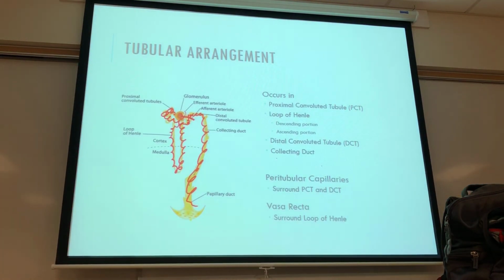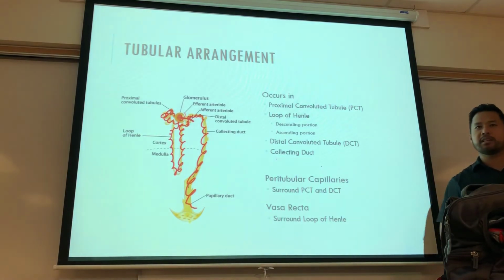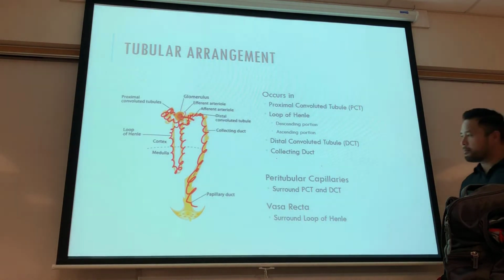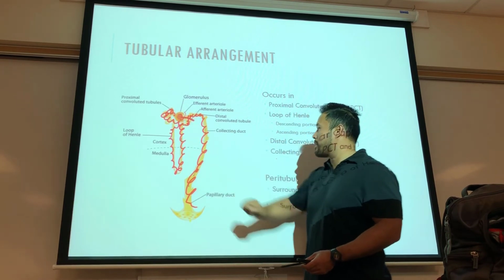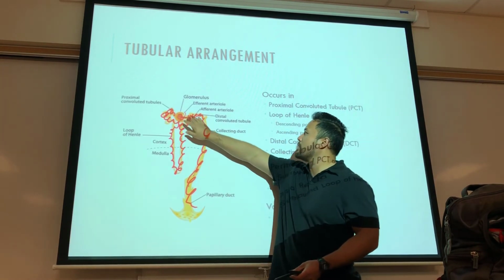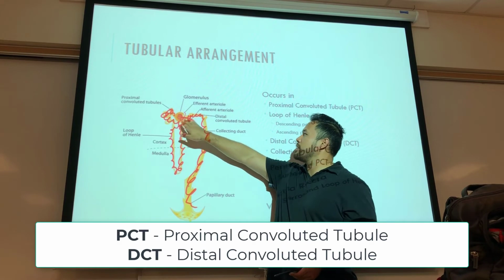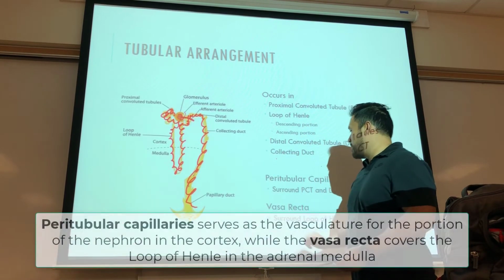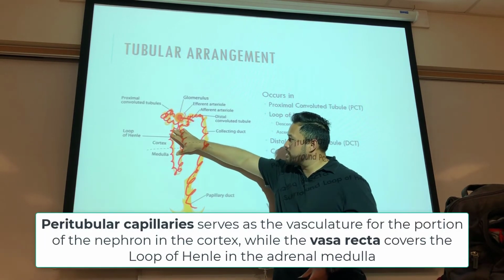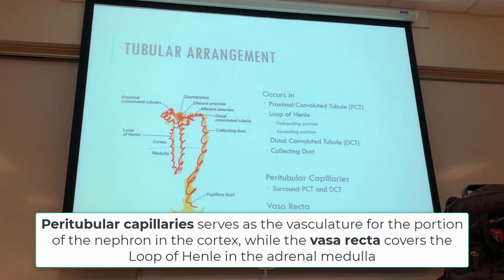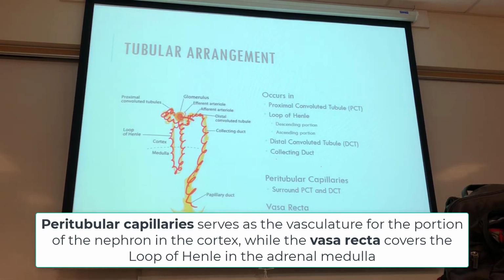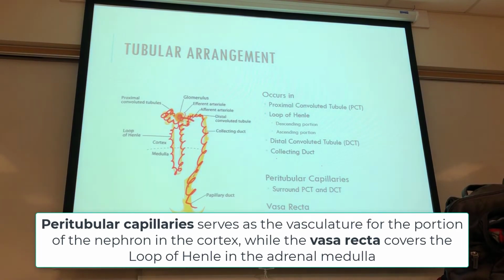Now, the difference between the peritubular capillaries and the vasa recta is just really by the nomenclature. Peritubular capillaries represents the capillaries surrounding the entire nephron, namely the PCT and the DCT. The vasa recta is the capillaries surrounding the loop of Henle. Again, just a naming convention. There's a little bit of an anatomical difference, but that's really a moot point.